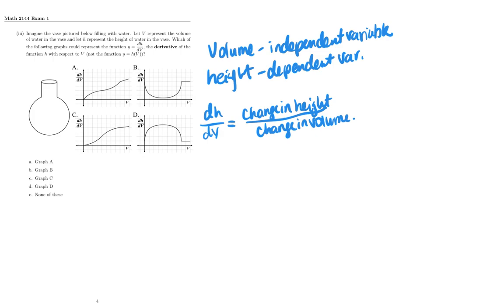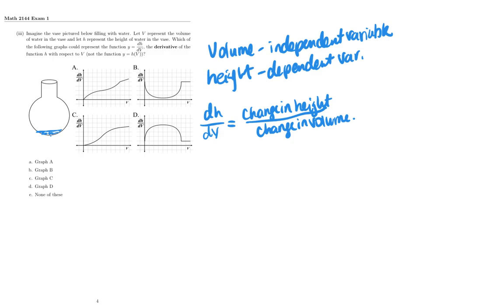Okay, so if I think about how the height is changing for fixed changes in volume. So let's say I put in the first amount of volume. Down here, since the bottom is skinny, the first amount of volume that I put in is going to change the height quite a bit.